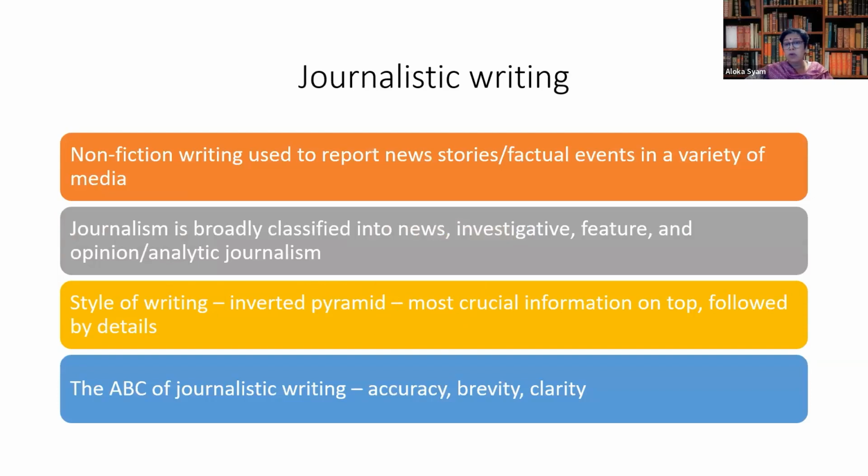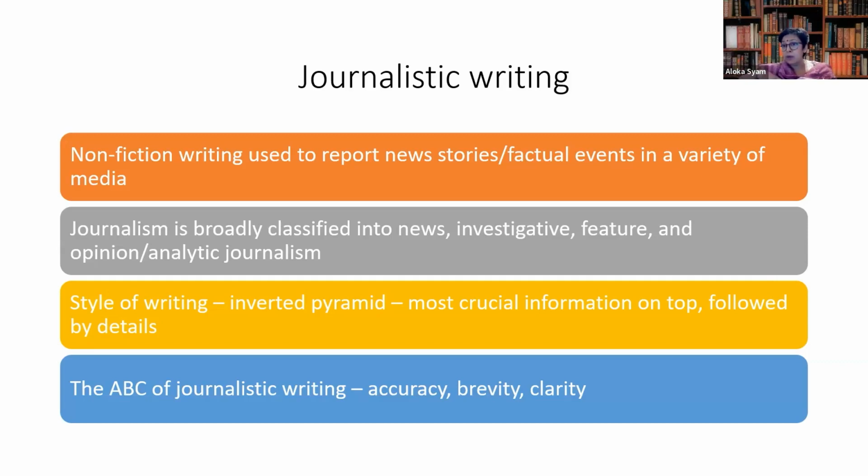Journalistic writing, we all know, is about reporting stories, factual events, or news analysis. That is also a story. It can be investigated. Journalistic writing is normally classified into news, investigative, feature, and opinion, where you have the opinion page. Every newspaper has an op-ed page where the editors talk about their opinion on what's happening in the country. And then you have investigative journalism, which is not just news, but where a journalist goes about and finds what actually went wrong. The style of journalistic writing is totally different from creative writing.